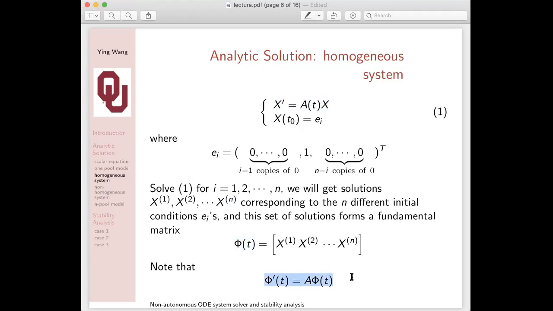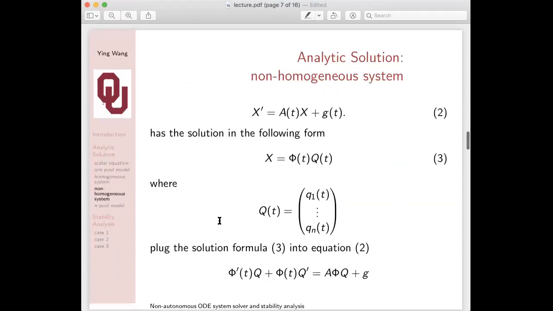So I want to actually draw your attention here. Next slide, we're going to move on to the non-homogeneous equation. So non-homogeneous equation meaning we have a non-homogeneous term which is independent of x. The solution of the non-homogeneous system has the following form: phi times q. Phi is the fundamental matrix for the associated homogeneous equation x prime is equal to A times x. Q is a vector, q1, q2 up to qn. So the solution is a matrix times a vector.